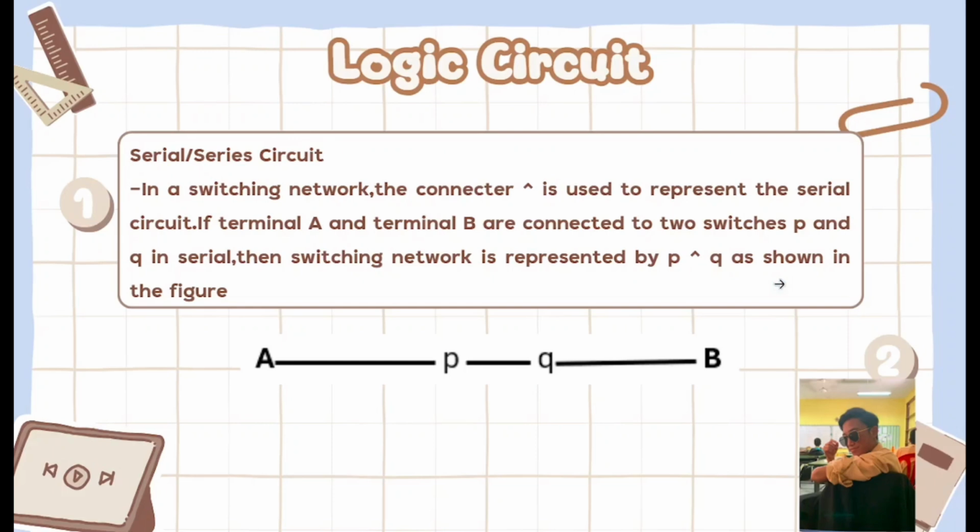Next, we will talk about the logic circuit. First is a serial or series circuit. In a switching network, the connector AND is used to represent the serial circuit. If terminal A and terminal B are connected to two switches P and Q in serial, then the switching network is represented by P and Q as shown in the figure.